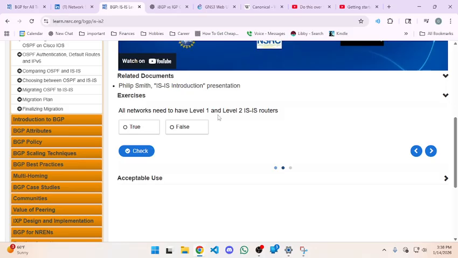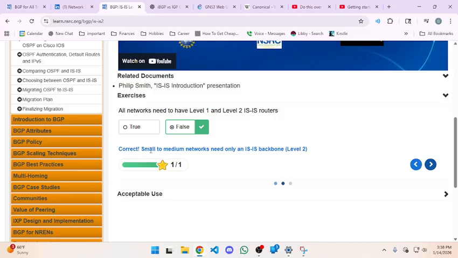All networks need to have level 1 and level 2 ISIS routers. I think that's false. I think you only need to have, yeah, so small to medium networks need only level 2, which is the backbone area, which is confusing. You would think it would be level 1.